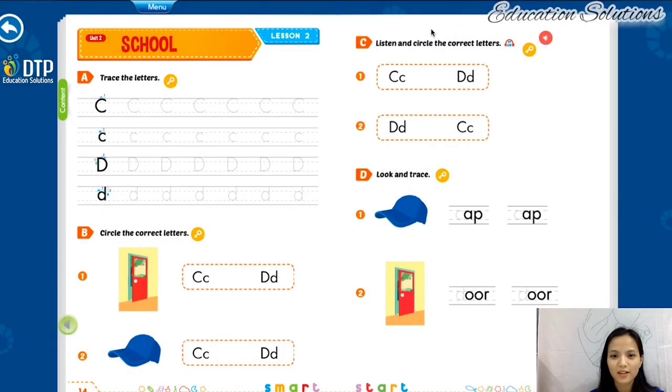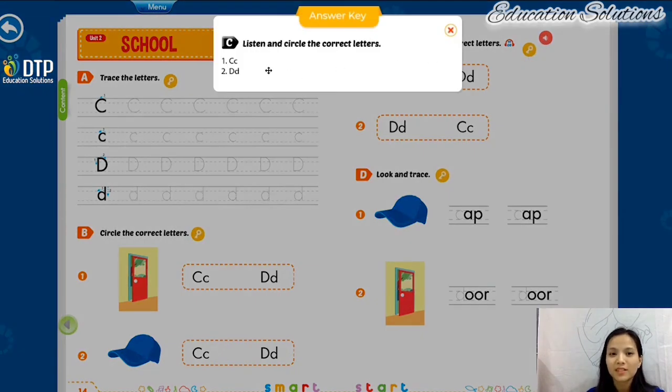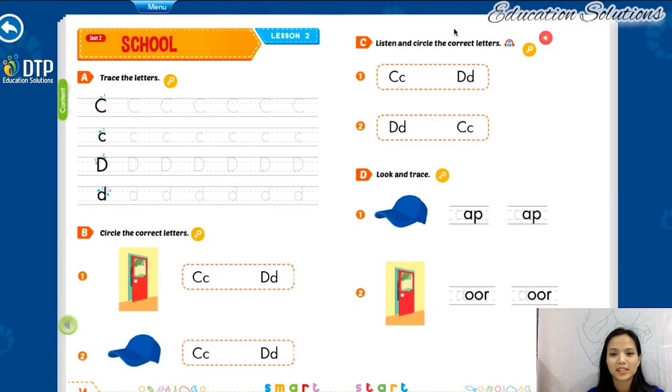Okay, class. Number 1, which letter? Cap. Very good. And number 2? D, d, door. Let's see the answer. Very good. Letter C for number 1 and letter D for number 2. Very good. And plus D, look and trace. You will look and trace the letter.